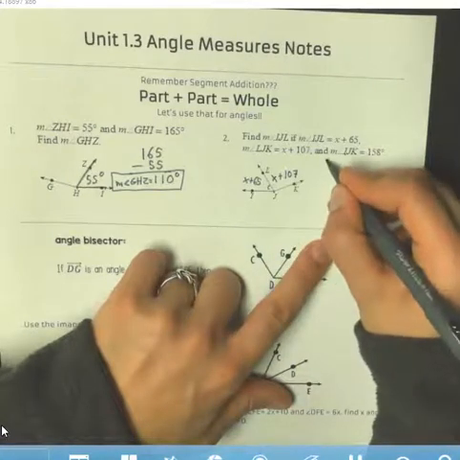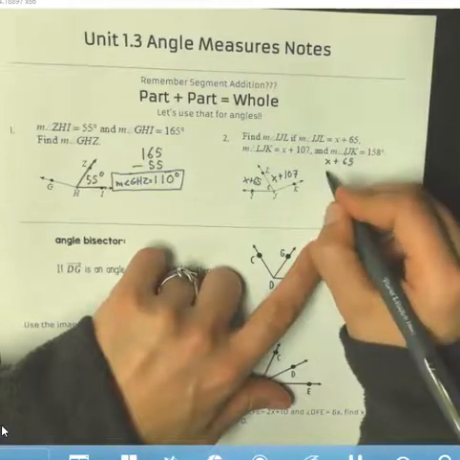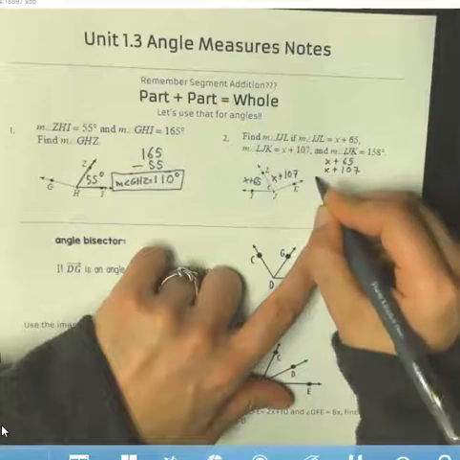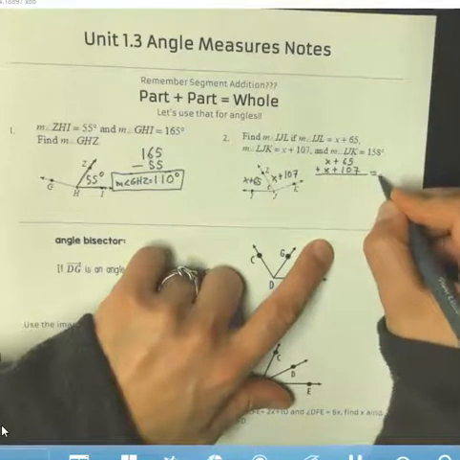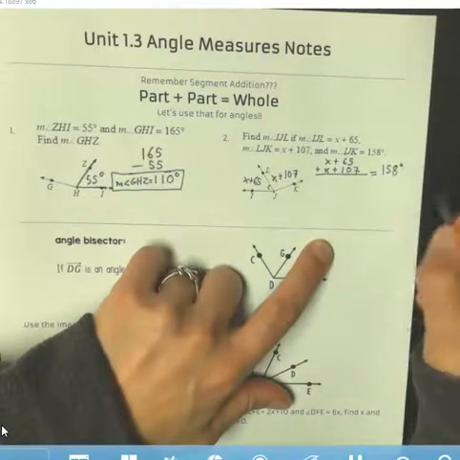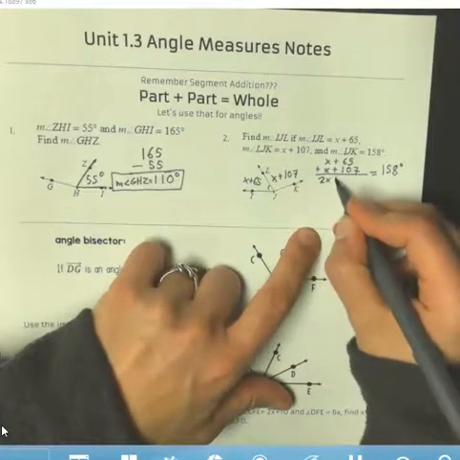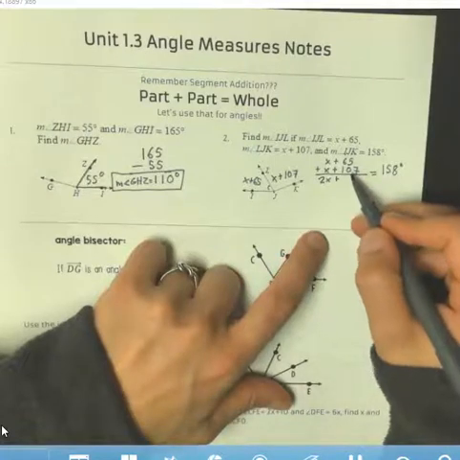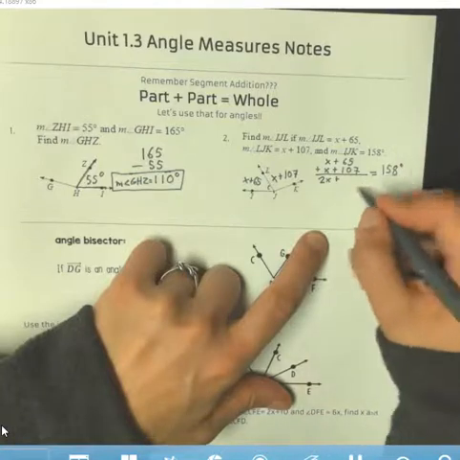So x plus 65 plus x plus 107 equals 158 degrees. x plus x equals 2x, and 65 plus 107, that's 172.